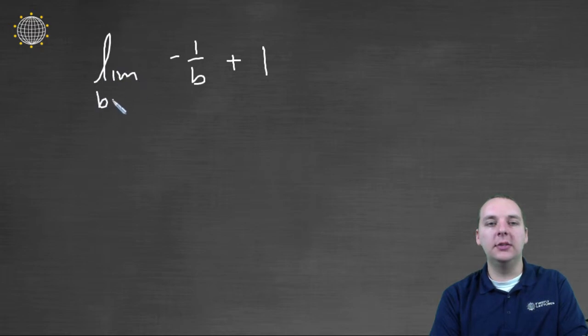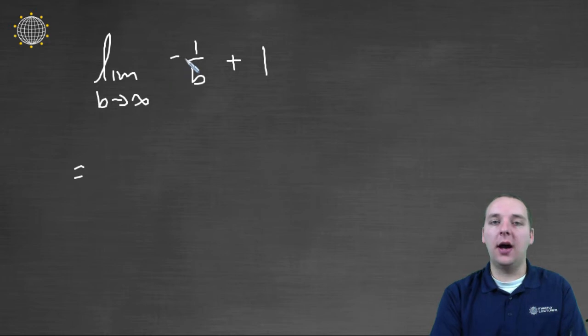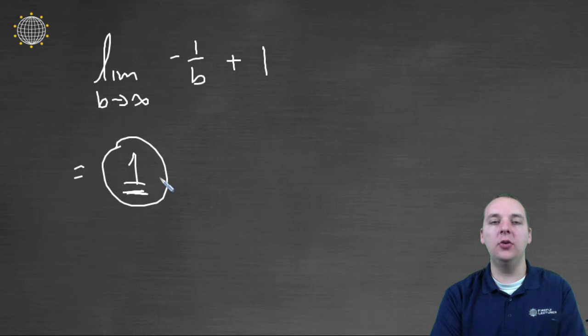The limit as b goes to infinity. That limit obviously exists, right? As b goes to infinity, 1 over infinity goes to 0, and 0 and 1 make 1. All right, good deal. So we got a numerical answer. What is that numerical answer? What does it mean exactly?